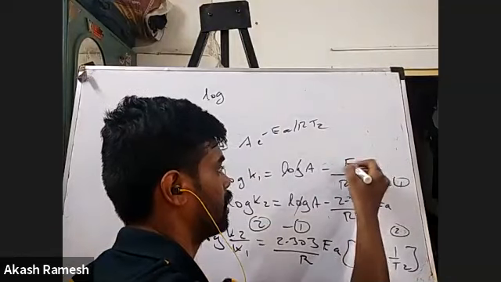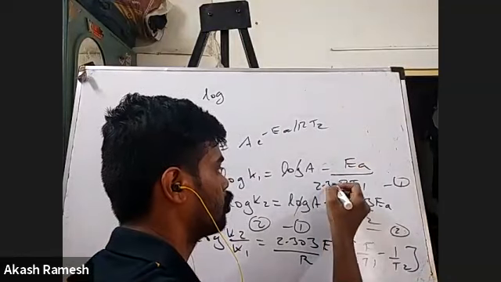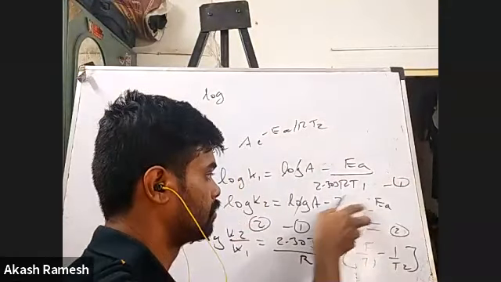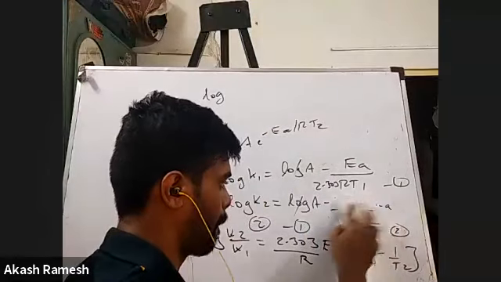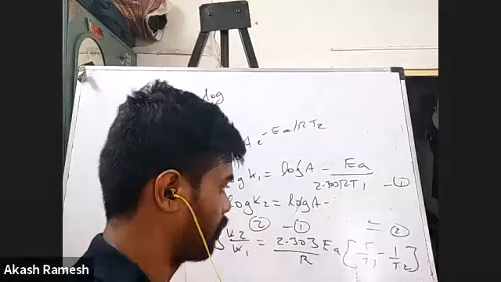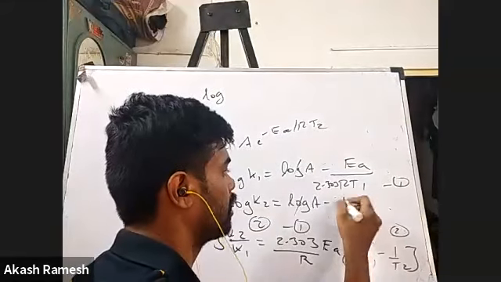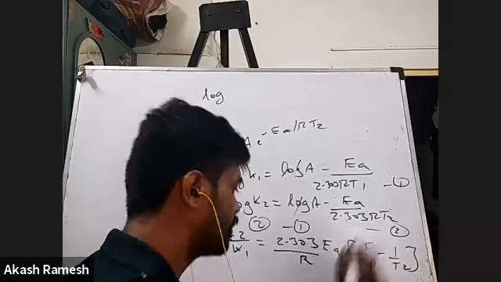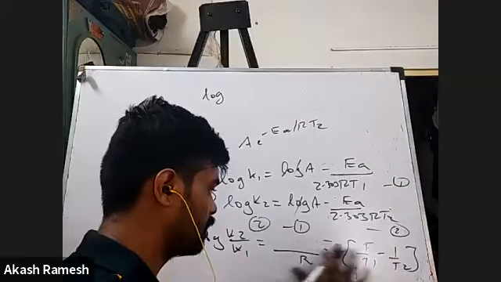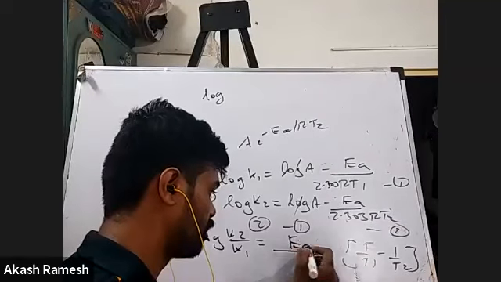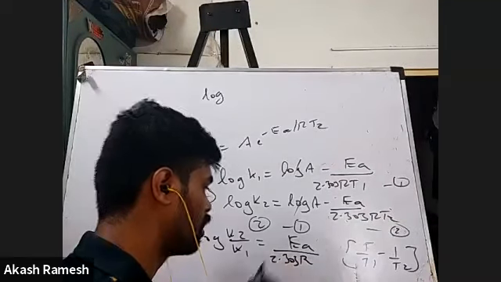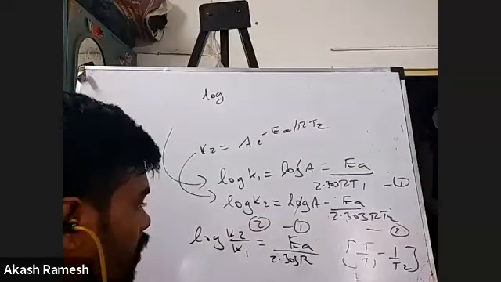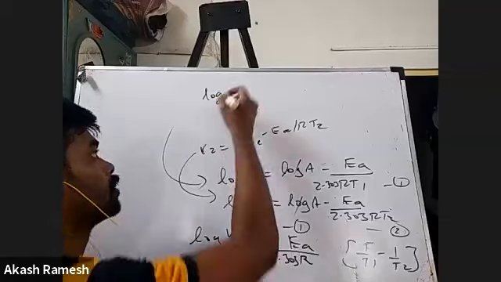So this would have been EA by 2.303 RT1, and this would have been EA divided by 2.303 RT2, and this again EA by 2.303R. I'm sorry, I just change it, right? So now the beautiful equation comes out.